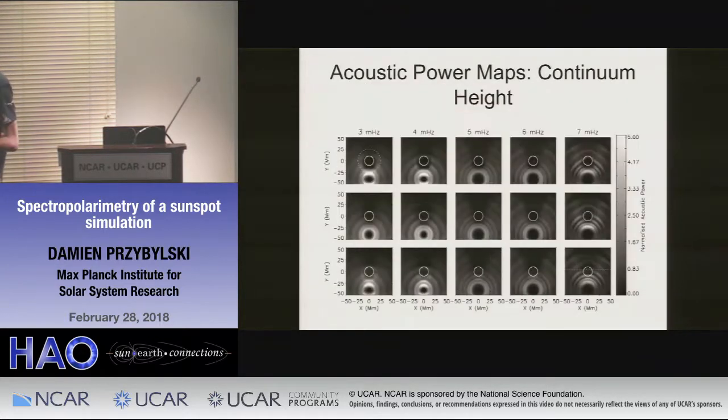We wanted to see how these look for our simulated sunspot. So I made a series of maps. From left to right, we have different frequencies: 3 millihertz, 4 millihertz, 5 millihertz, up to 7. And I have measurements at three different angles. The center shows if we were looking at disk center, the sunspot. The top one shows if it was inclined towards the observer, and this one shows if the observer was up the top and we were reclining at 60 degrees. And this is just at the continuum height, so it shows close to what the HMI instrument would observe.